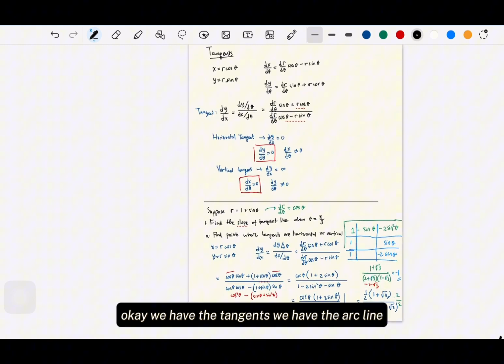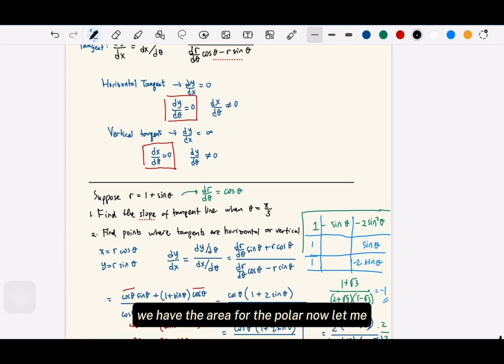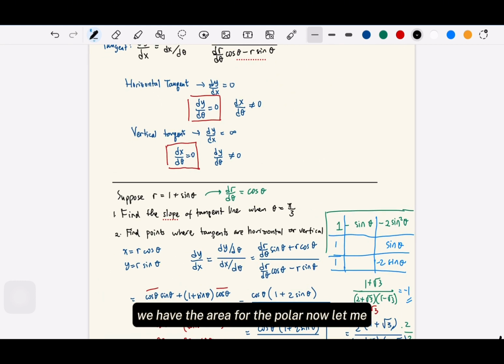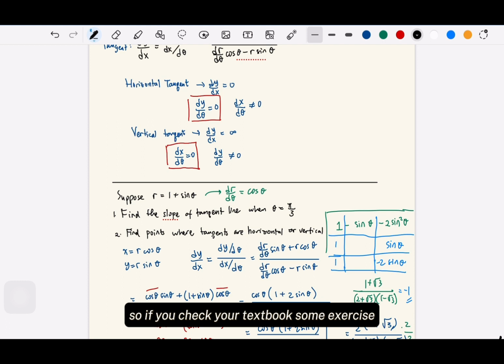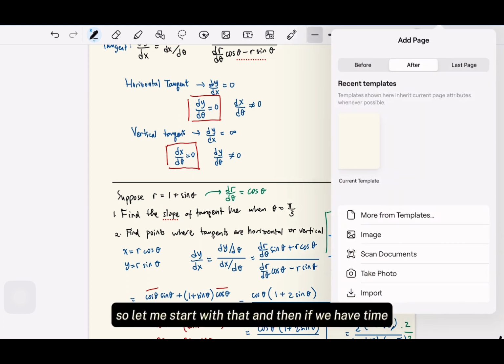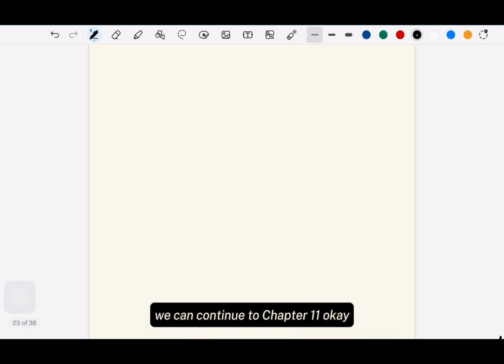Okay, we have the tangents, we have the arc length, we have the area for the polar. Now let me take you into one more note on the surface area. It's not in the textbook, but it is in the problem set. If you check your textbook exercises, they will mention something related to surface area. So let me start with that, and then if we have time, we can continue to chapter 11. Okay, so surface area.